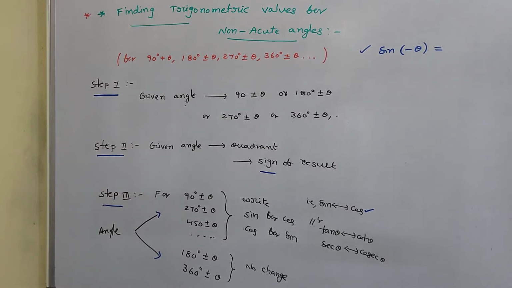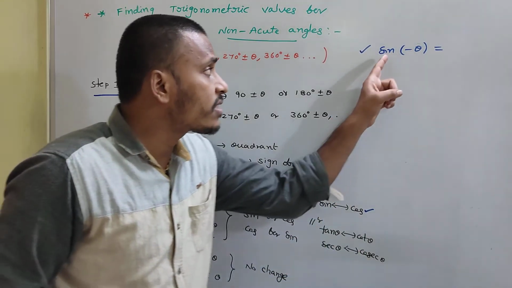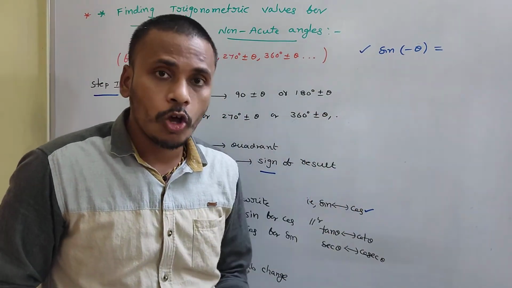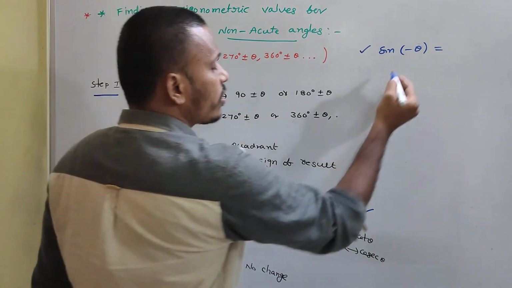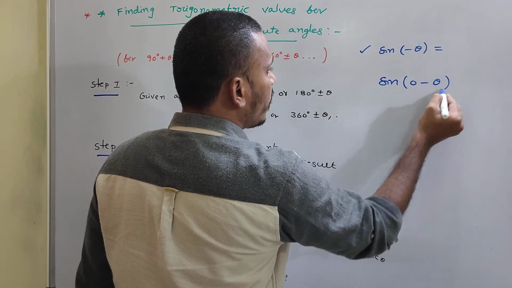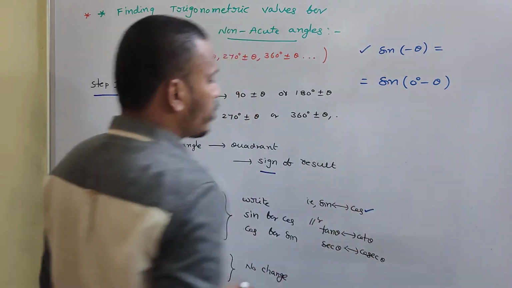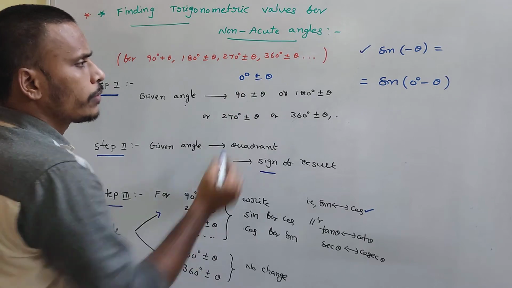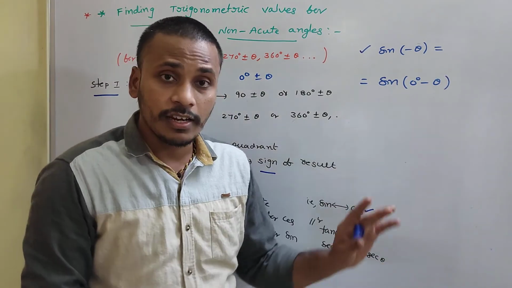Now the next task is for the negative angles. What is sine of minus theta? Where does this minus theta belong? I just rewrite this sine of minus theta as a first step. I will write it like 0 degrees minus theta. This is the first step, expressing it in one of these ways. So you may choose 0 also. 0 degrees minus theta. First step is clear.